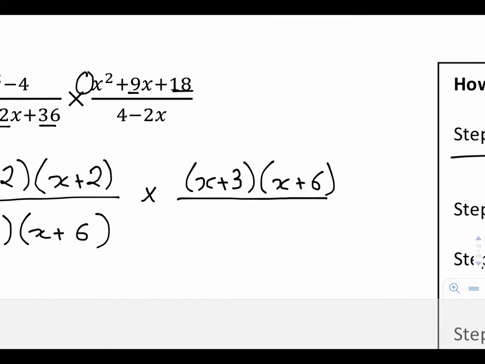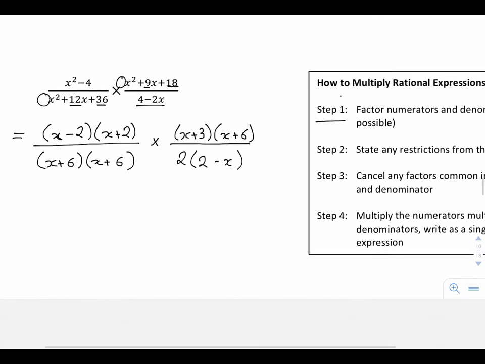Finally, in my denominator here, 4 minus 2x, it's just a simple common factoring, and I can bring out a 2, and I'm left with, sorry, not 1, but 2 minus x. So there's the first step, and now I have to state any restrictions on the variables.